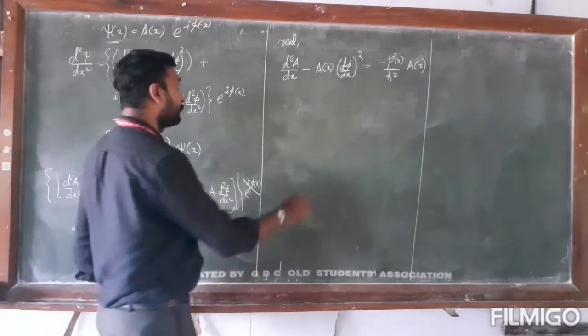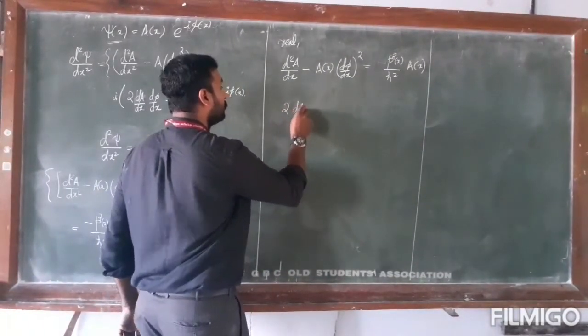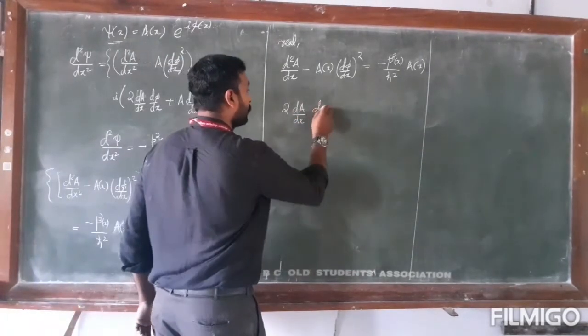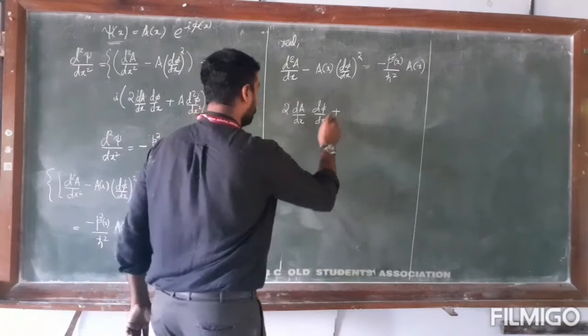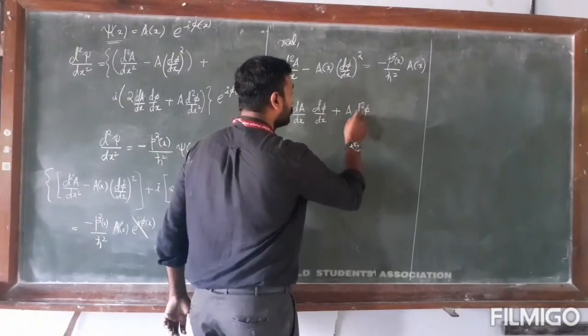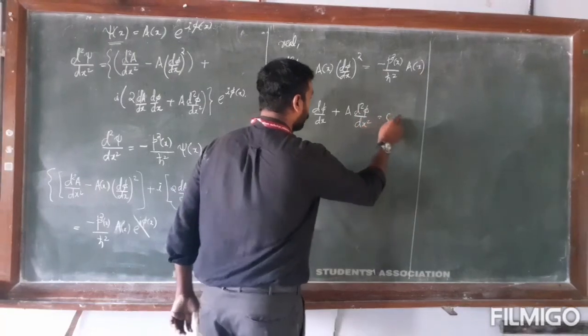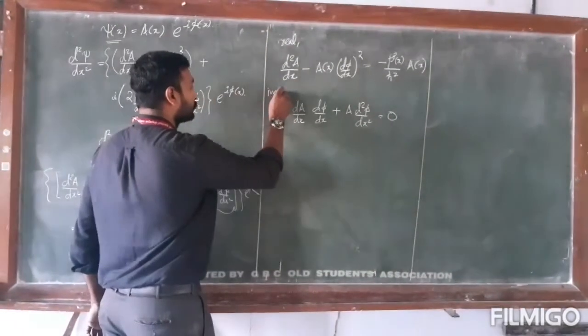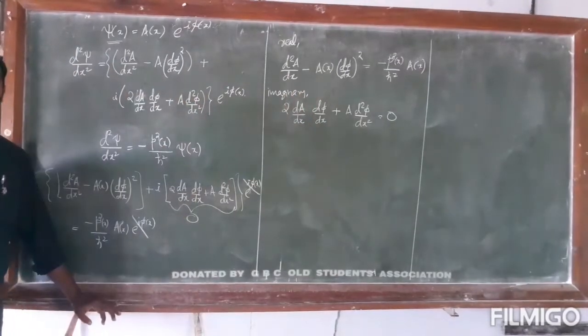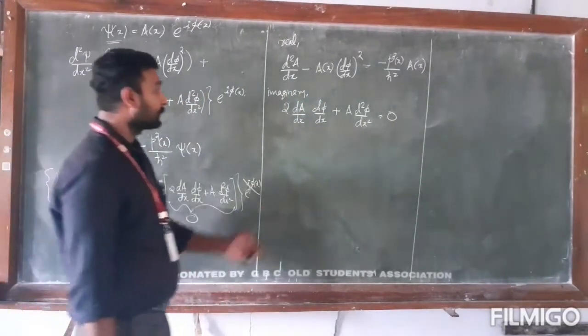And what about the imaginary part? 2 into dA by dx into d phi by dx plus A into d squared phi by dx squared equals 0. So this comes from the imaginary part of our original Schrodinger equation. Okay, now we can start with the imaginary part.